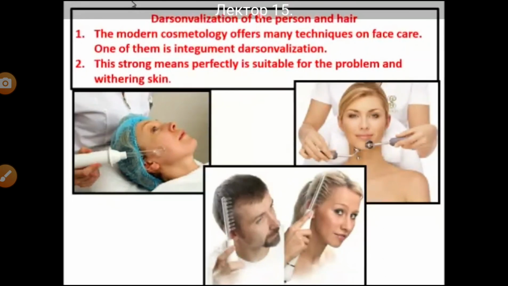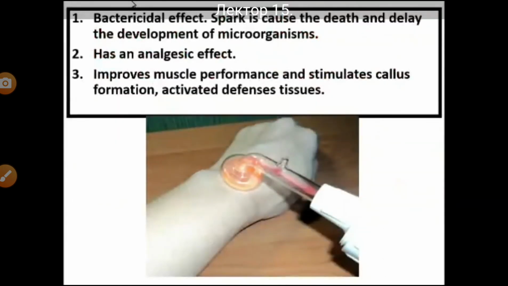Next slide. Look at the screen. This information on another change, personalization: bactericidal and analgesic effects, improved muscle performance and stimulation, formation, activated defenses, tissue. All this information you write in your copybook. This diagram, only attention, look.